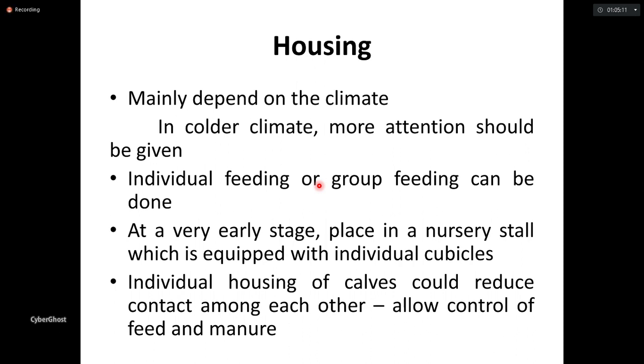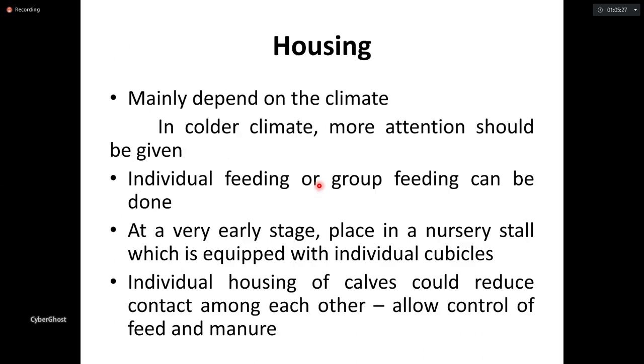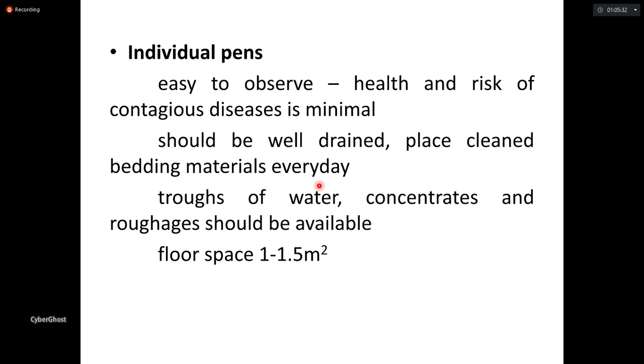So based on the climate, we have to manage their housing systems in a proper way, to adhere to the weather conditions, right? In some cases, we can provide individual pens for these animals. All the animals are provided with individual pens, right? Only one animal is kept in one particular pen or cage, so very easily we can observe these animals, and there is also less chance of getting diseases, like contagious diseases.